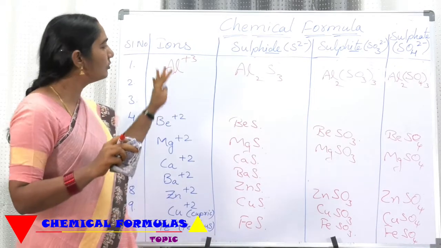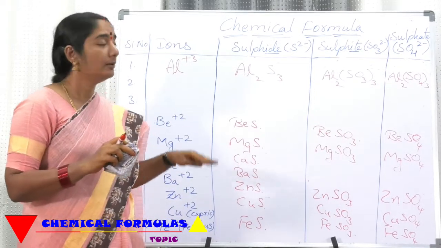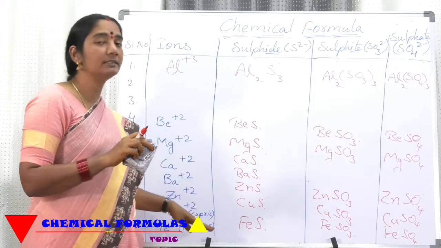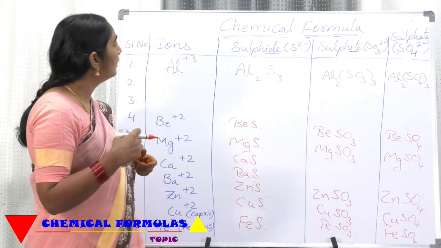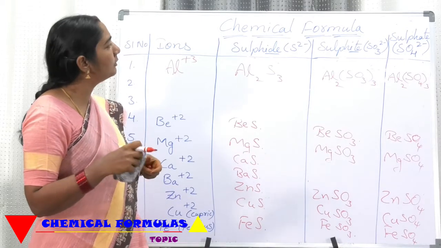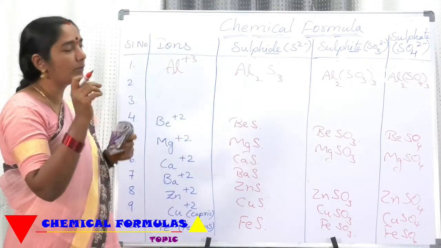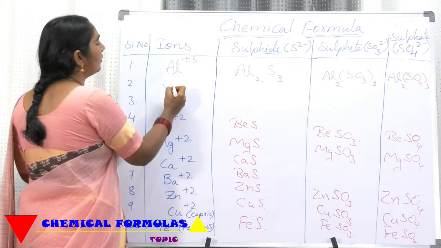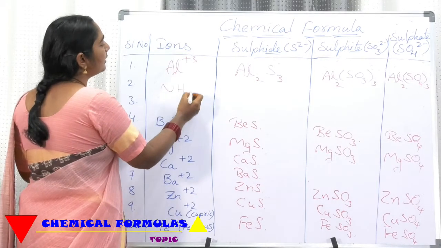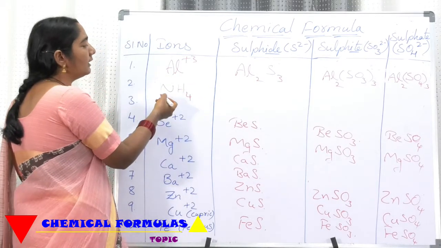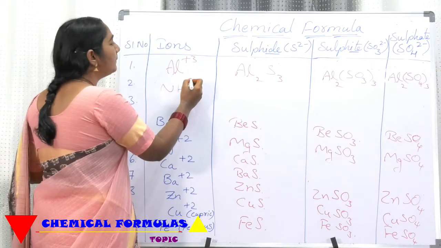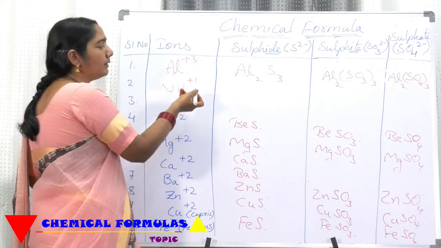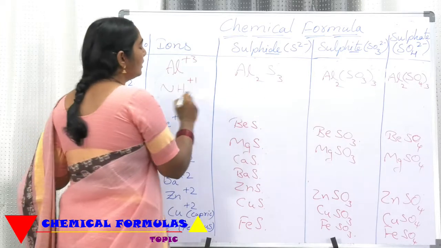Now you understood how to write the formulas. I request all of you, please write down all these examples. If you can write some more, you can even write some more. Ammonium sulfide, ammonium sulfate. Here I would like to write one more. Ammonium ion, NH4, because we are taking a compound radical here. So NH4 plus 1. Ammonium ion is NH4 plus 1. See how to write it now.